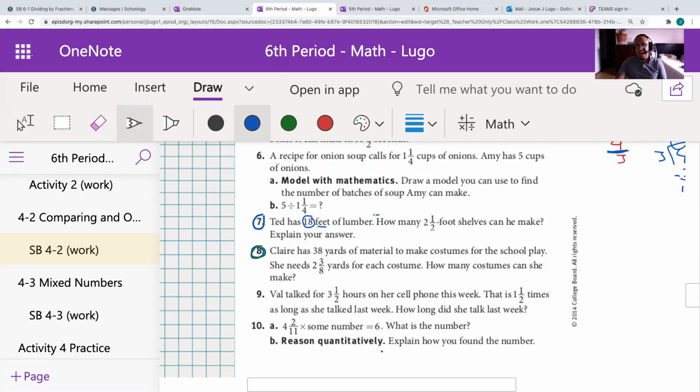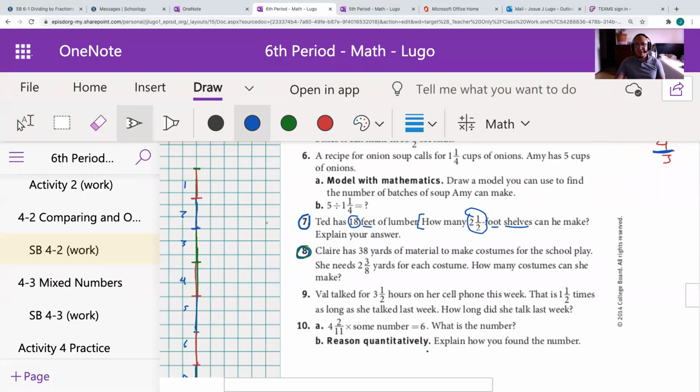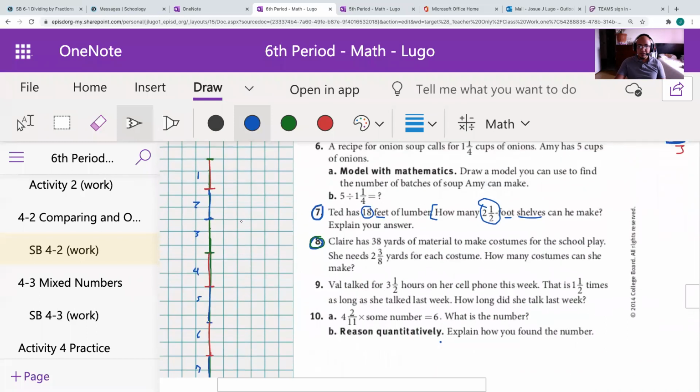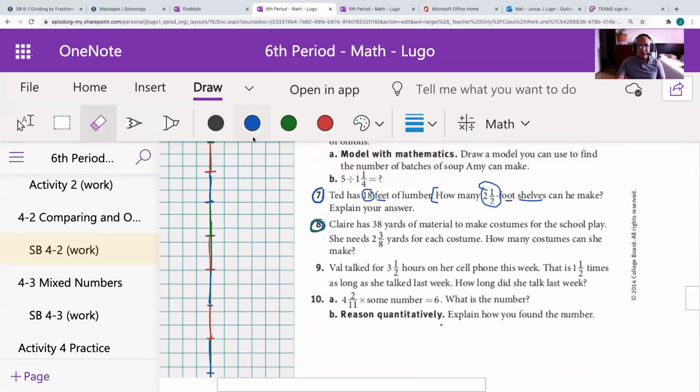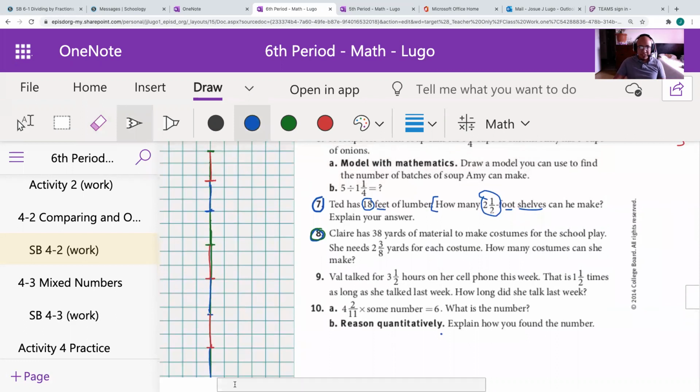The question is, how many shelves can he make? How many 2.5 foot shelves can he make? In other words, we're going to take our long piece of wood, 18 feet long, and I'll show you what I did here in a second. We're going to take that long piece of wood and we're going to divide it into sections that are 2.5 feet long. So this represents my 18-foot long piece of wood.